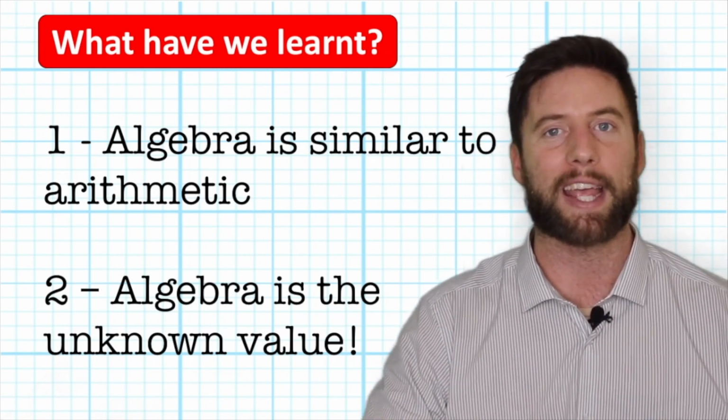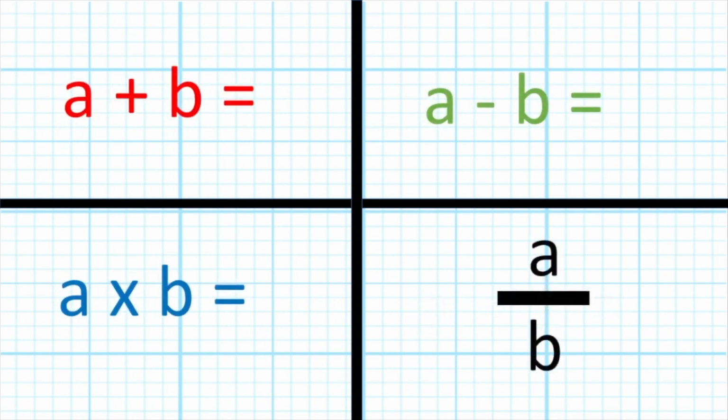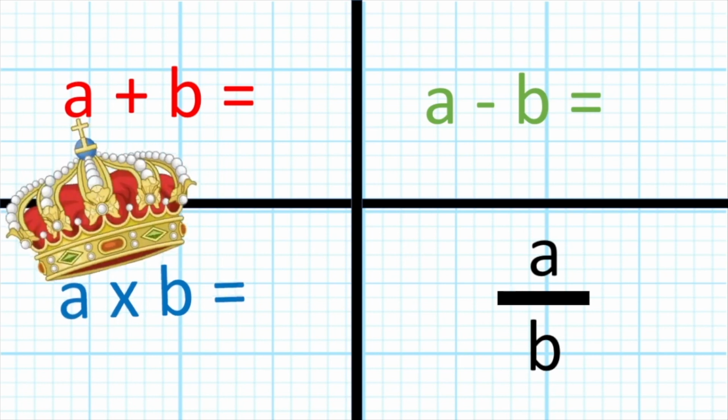to do with multiplication. Here are the four basic arithmetic problems: addition, subtraction, multiplication, and division. Although in algebra, you will see division being represented in its fraction form. In arithmetic, all four of these operations have the same status. They are the same importance. However, in algebra, we have a king. Our multiplication is the king. It gets some special treatment.